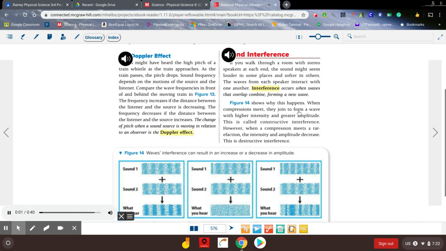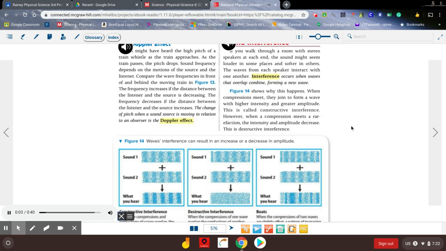Sound interference. If you walk through a room with stereo speakers at each end, the sound might seem louder in some places and softer in others. The waves from each speaker interact with one another. Interference occurs when waves that overlap combine, forming a new wave. Figure 14 shows why this happens.